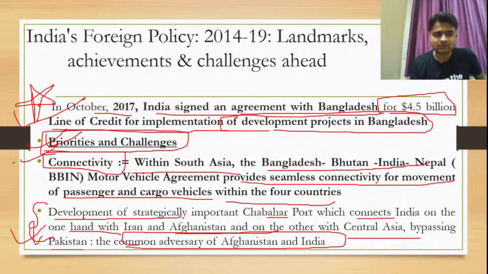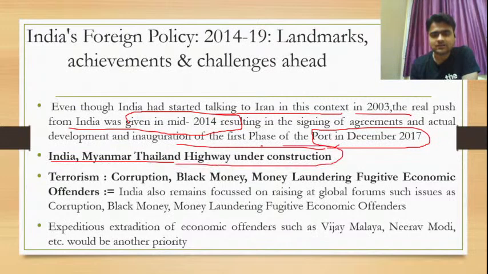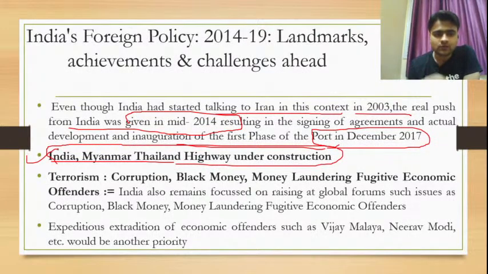Another challenge is that even when you are bringing this connectivity project, all the countries do not look at it with similar interests. That is another problem we have to address. Then there is the India, Myanmar, Thailand highway under construction. This is another important aspect which is going on, which we need to complete or execute successfully.